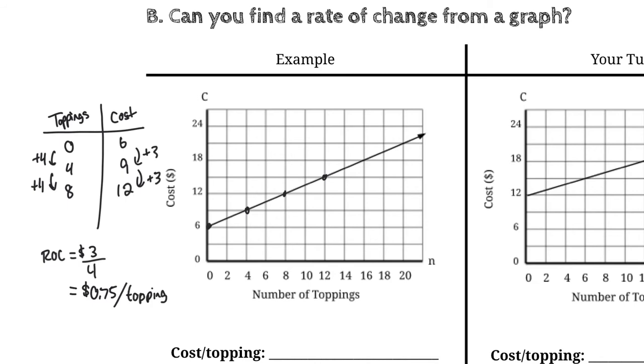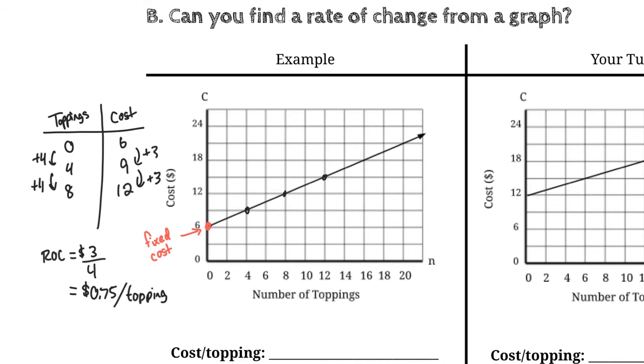So that's one way to do it. Use this graph to make a table and then to find the rate of change. But we can't do it without making a table of values. So looking at this graph, our line starts right here at 6. And that $6 is actually like a fixed cost or starting cost. That's how much the pizza is without any toppings.